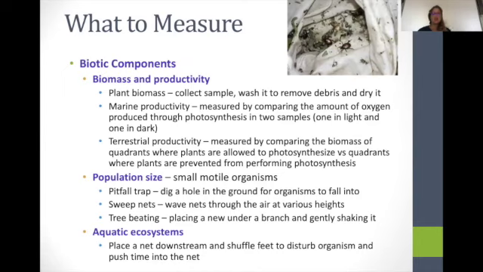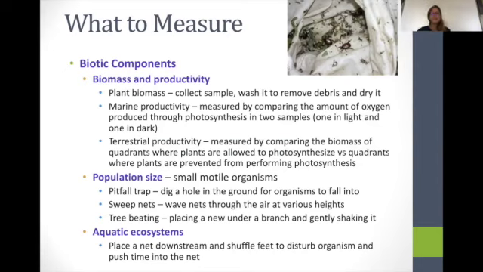For plant biomass, collect the sample and wash it to remove any debris, then dehydrate it and weigh it, and that's your plant biomass. Marine productivity is measured by comparing the amount of oxygen produced through photosynthesis in a sample in the light and a sample in the dark. Terrestrial productivity is measured by comparing the biomass of quadrats where plants are allowed to photosynthesize, versus quadrats where we put plants in the dark, we just put a tarp over that land.